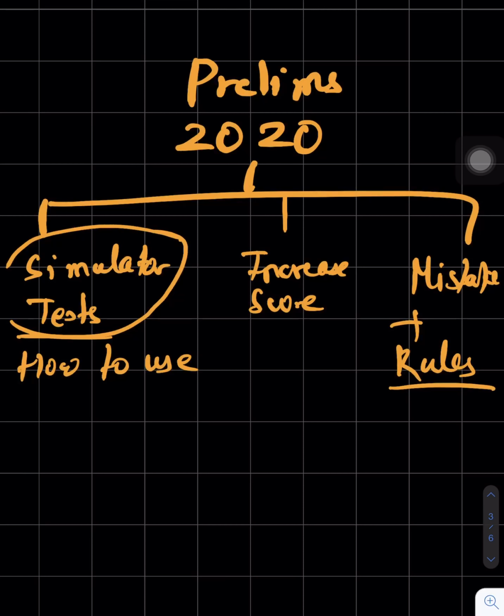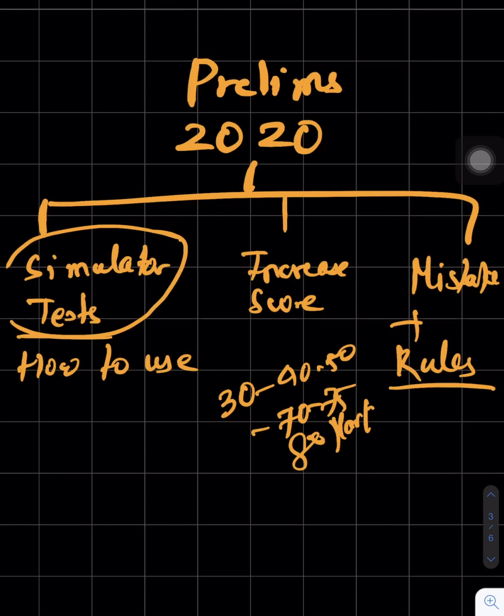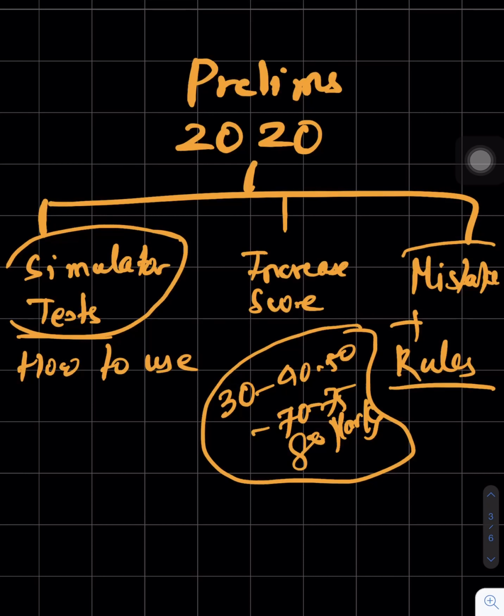The second is for those of you who are getting anywhere in the range of 30, 40, 50, 60, or even 70 to 75, 80 marks. This is for you: how to increase your score in the subsequent 7 weeks or so that we have right now. And lastly, we'll talk about mistakes and some basic rules that we have to keep in mind.